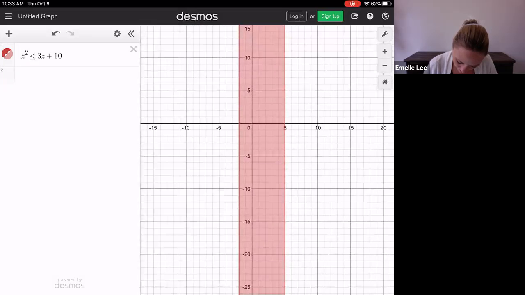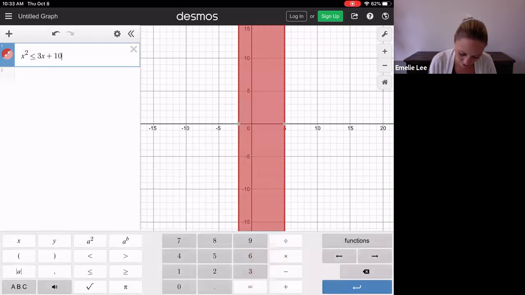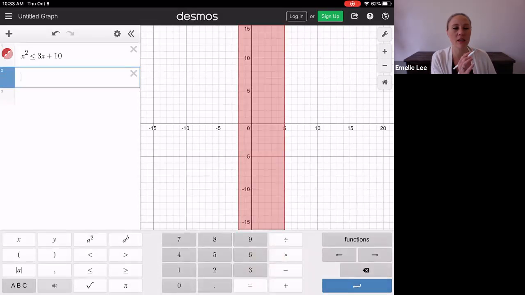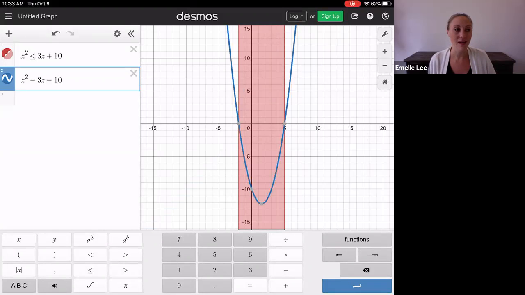Looks like that happens between x equals -2 and x equals 5. Let's see what happens. What if I put everything to one side? If I have x squared minus 3x minus 10, moving things over to the other side, then this is the actual graph. When I put the inequality in, it only shows the region where it's true.